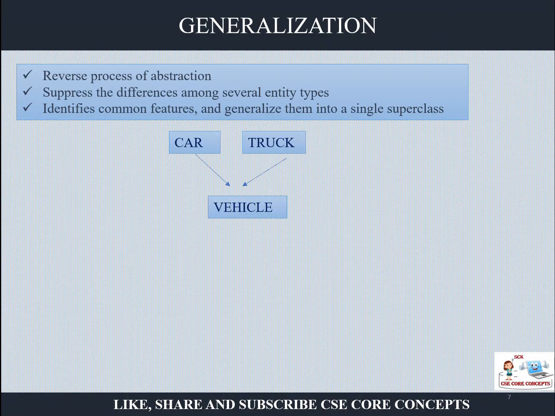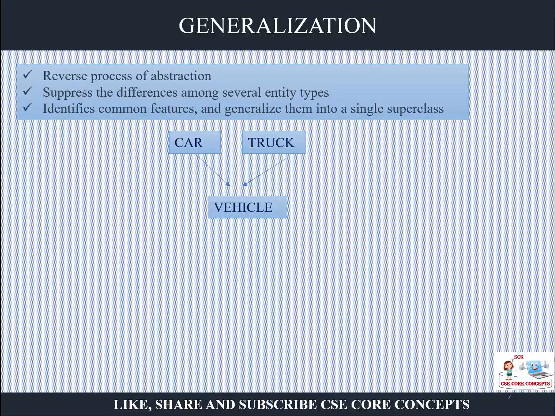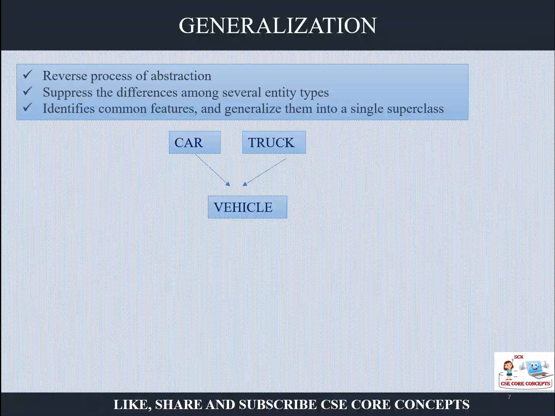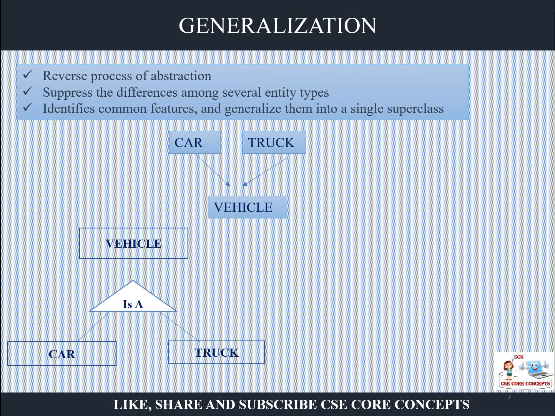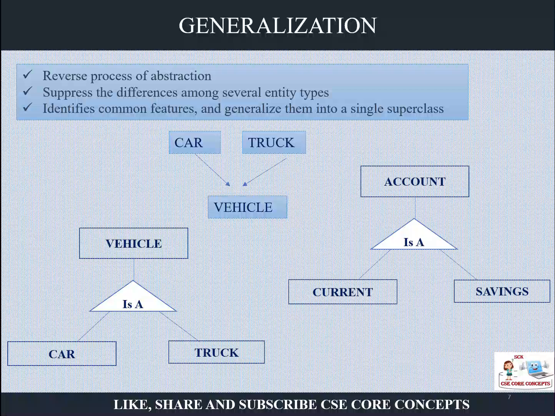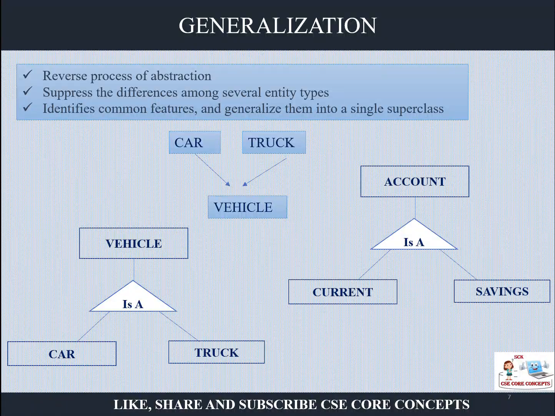Understood? Then the reverse of specialization is generalization. Okay, so the reverse of abstraction. It identifies common features and generalizes them into a superclass. So I can have one entity as car, one entity as truck. I can club them into a superclass called vehicle. Both belong to the category vehicle, right? So you can write it the other way: vehicle is a car or is a truck. Okay, an account is either your current account or it is a type of your savings account. Okay, so these are the different ways by which you can always represent your attributes.